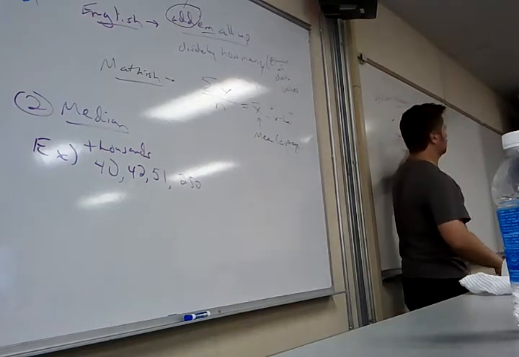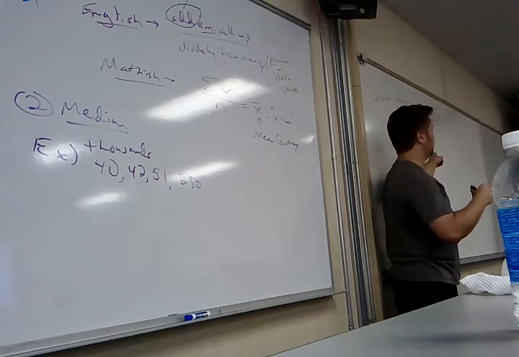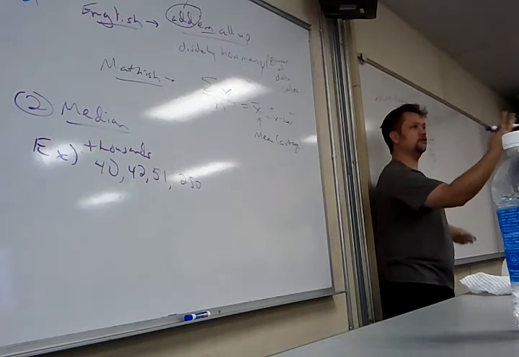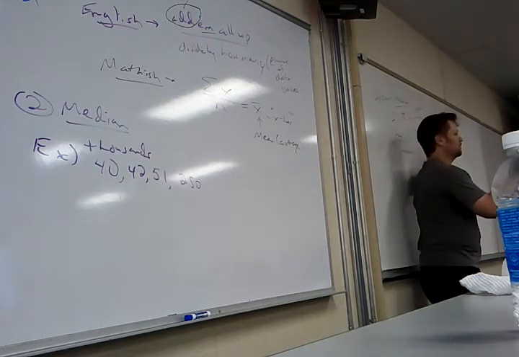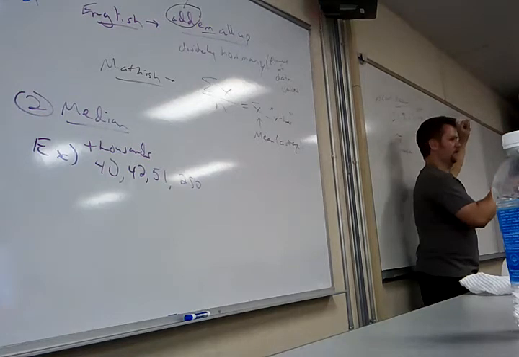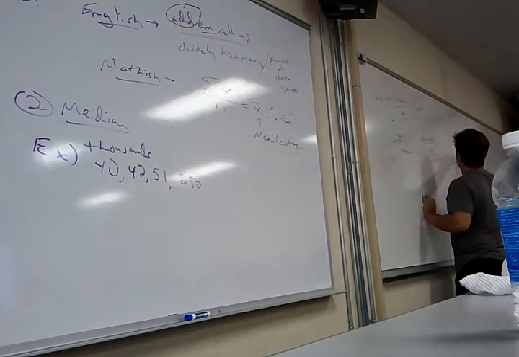So what would it be for this? Our n here is 5. 5 plus 1 is 6, divided by 2 is 3. The third one is the answer. And isn't the third one the answer? Not because it's 3, but because it's the third one in. Is that cool? Okay. So this tells me where the answer is.